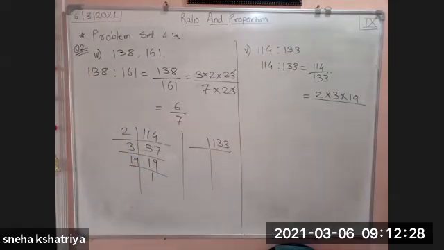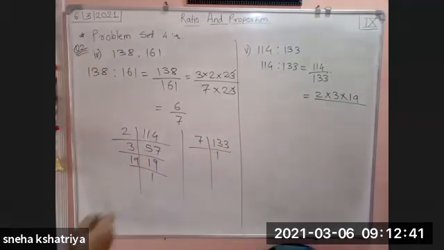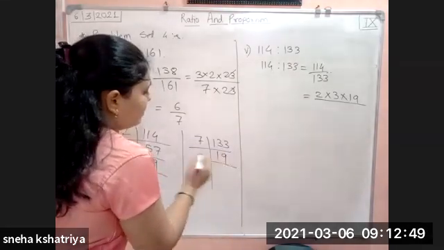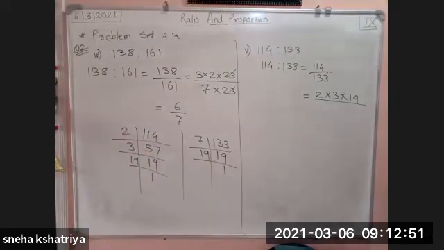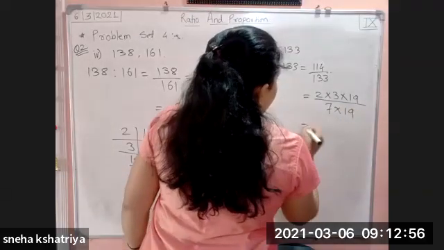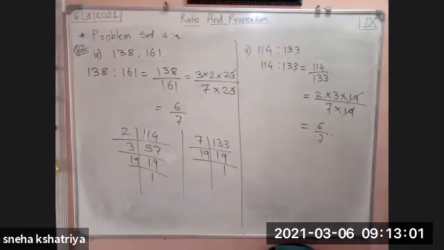So 133, again it is not divisible by 2, 3, 4. It is directly divisible by 7. 7 ones are 7, 63 remains. So 63 means what? 9. 7 nines are 63. Again 19 is a prime number. So it is 7 into 19. Again 19 and 19 get cancelled. Your answer is again 6 upon 7. Here again the ratio is 6:7.